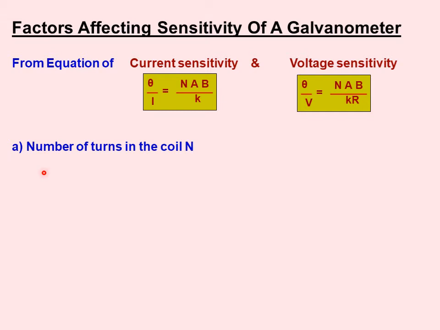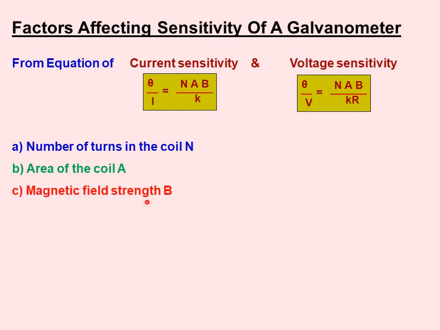So the first thing, the sensitivity of the galvanometer totally depends on the number of coils or number of turns in the coil. If you increase the number of turns, the sensitivity of the galvanometer will increase. Second, the area of coil. If you increase the area of coil, the sensitivity of the galvanometer will increase.